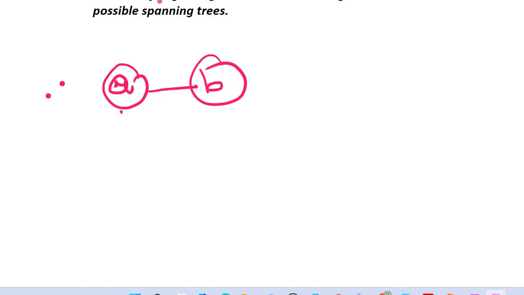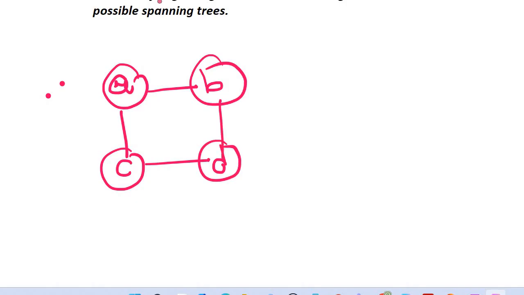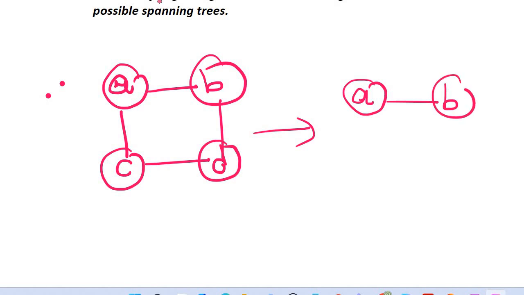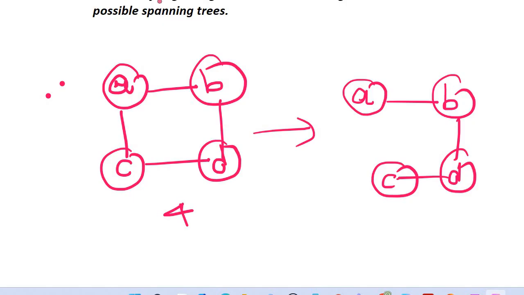For example, I have 4 vertices A, B, C and D. So 4 vertices are there and 4 edges are available in this initial graph. I can construct a minimum spanning tree where A, B, let us assume this is the minimum spanning tree. If you observe here, how many vertices are there? Initially 4 vertices are there. How many edges? 4 edges are available.